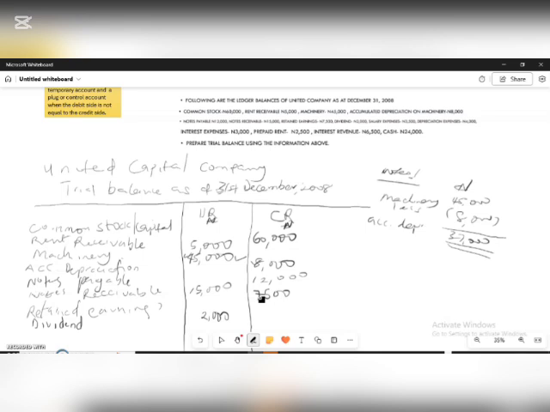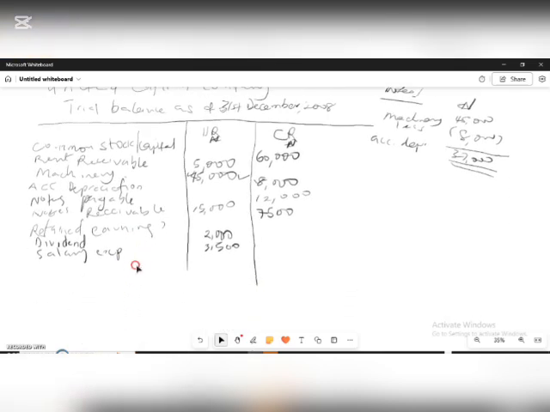So we also have salary expenses. Salary expenses, we have 3,500. Costs and expense 3,500 on the debit side. So let me move this up. Let me further draw this.